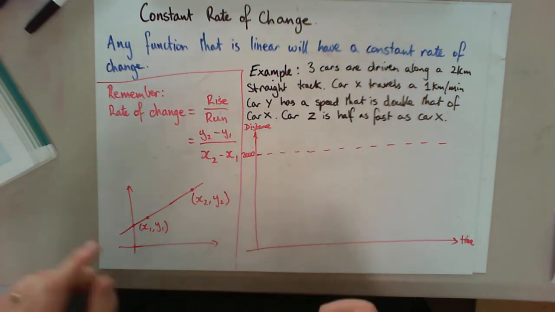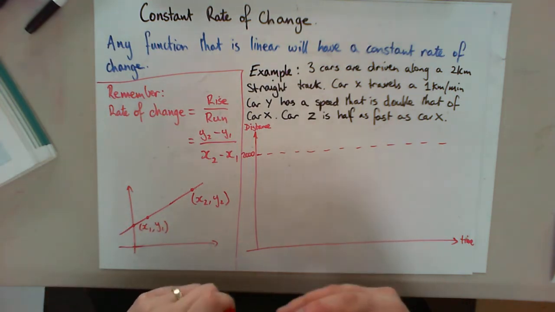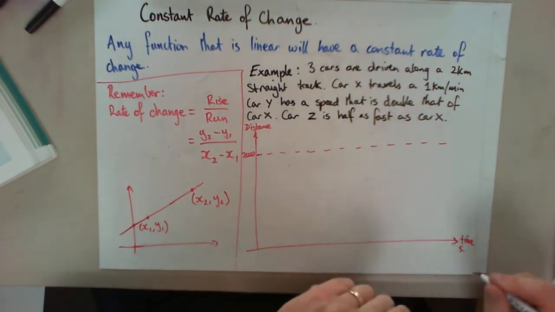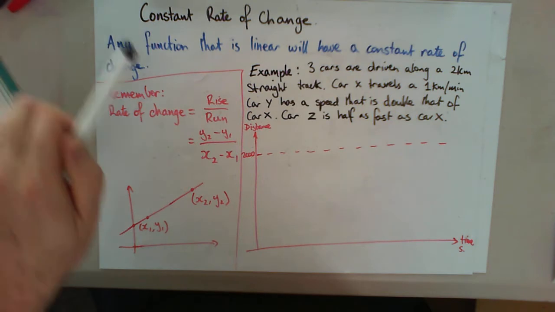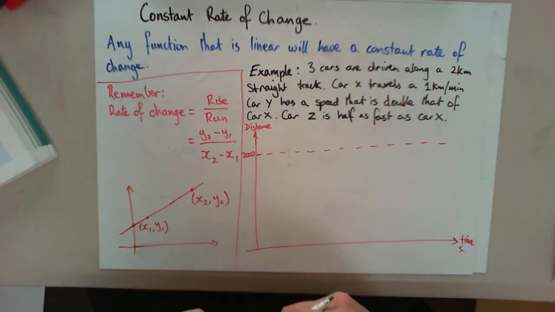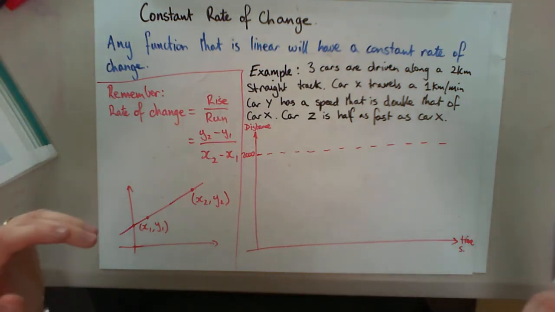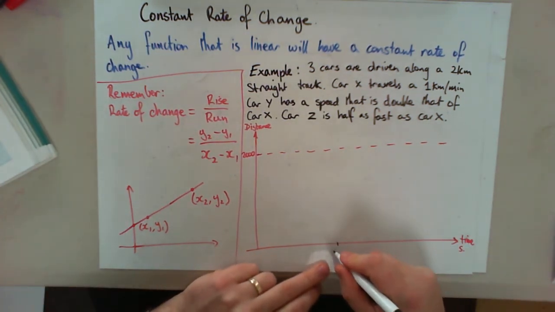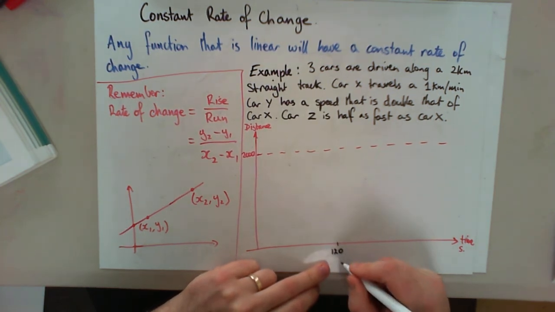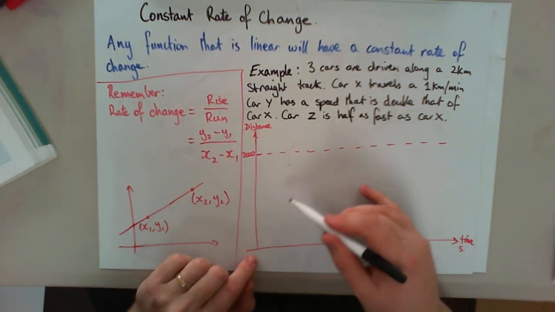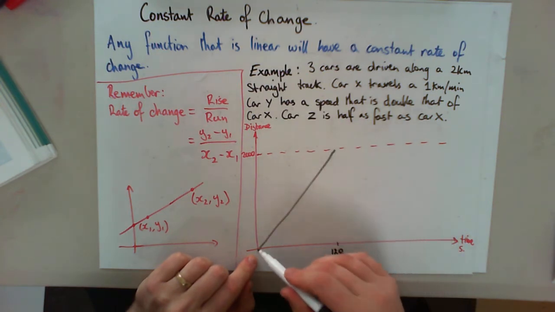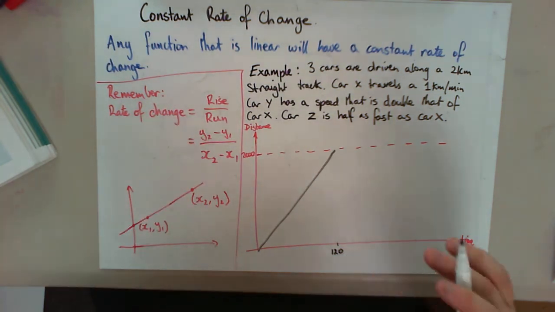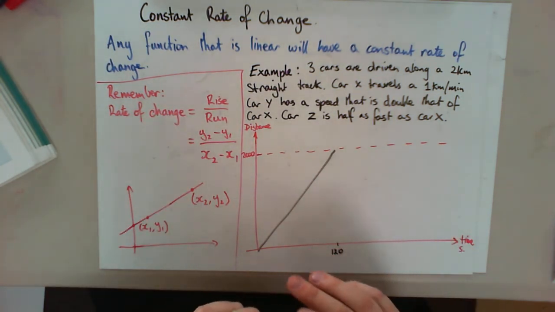So we need to think about this. Our time is going to be in seconds. We know that car X travels 1 kilometre per minute, so it's pretty easy to see that it's going to take 2 minutes to do our 2 kilometers. So in here, our 2 minutes is going to be 120 seconds. We know we're going to start at the starting point, so it's going to look something like this. We'll get back to working out the gradient of each of our lines. So this would be car X.